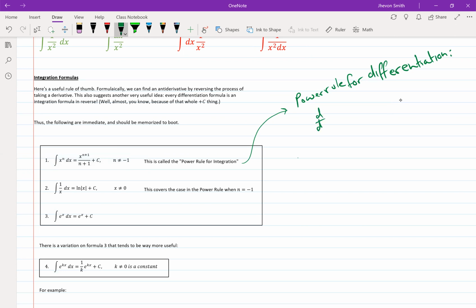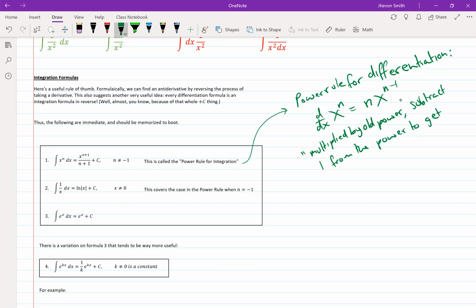Right, so remember we took d/dx of x to the n. What did we do? We brought the n down and subtracted 1 from the power. In other words, what we did was multiply by the old power, as in the guy that we started with, and then subtract 1 from the power to get the new power. Okay, and that's how we found the derivative.